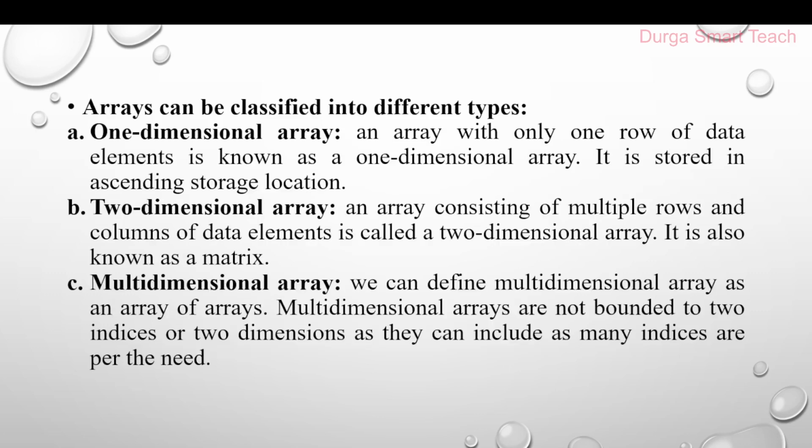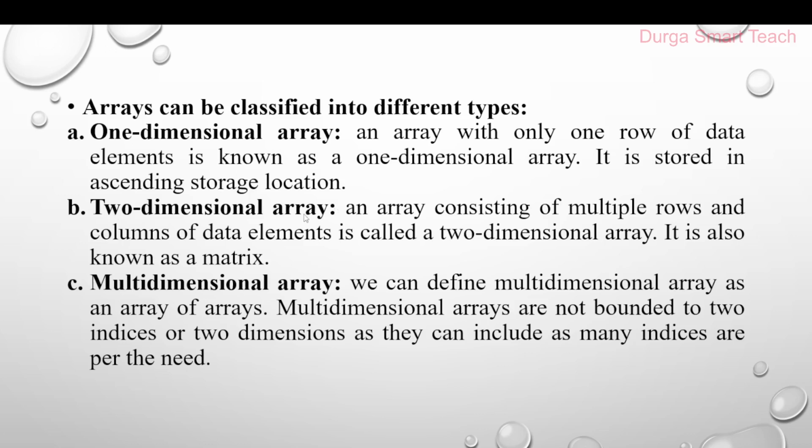So arrays can be classified into different types. There are three different types: one-dimensional array, two-dimensional array, and multi-dimensional array. A one-dimensional array is an array which contains only one subscript. It is stored in ascending storage locations.